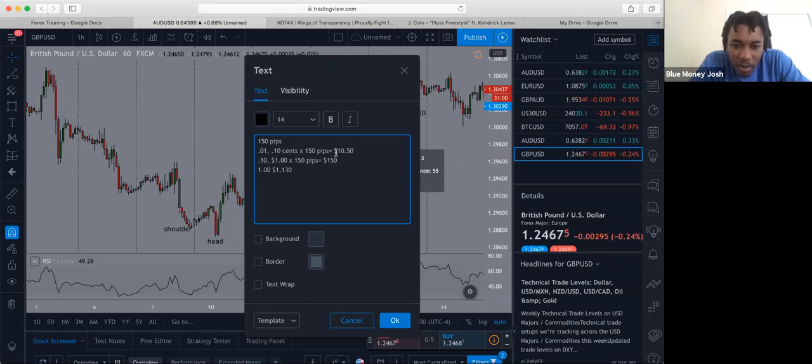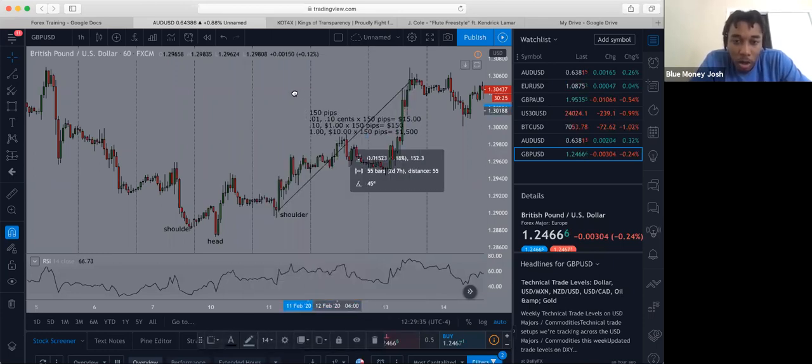Did I do this one right? Hold up. 10 cents times 150. Oh, just kidding. This is $15. My bad. $15, 150. A 1.00 is called a standard. Now that's going to be $10 per pip. So 10 times 150 pips. Now you're getting 1,500 for this trade.